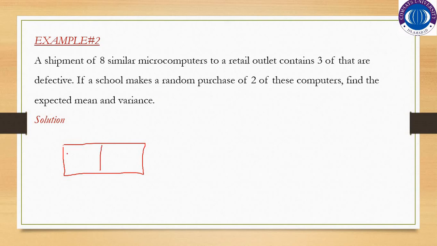So we have 3 defective and 5 non-defective, where in total we have 8 computers, from which we have to randomly choose 2 computers, and x is equal to the number of defective. We have already generated the probability distribution function for the defective computers in lecture 7, or if you want to recall, you can go to lecture 7. We have explained this example in detail in that particular lecture.